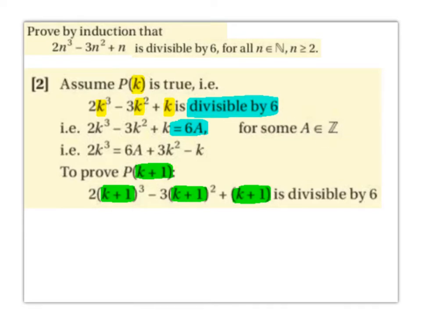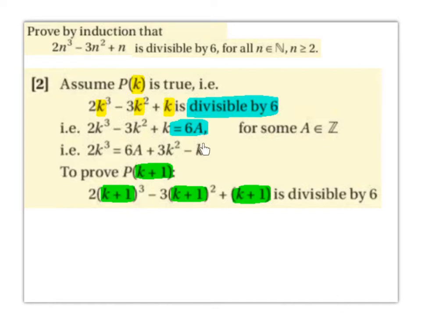So next what we want to do is get the 2k cubed on its own, since that's the highest power. So we have 2k cubed equals 6a. The 6a was still on the right, so we don't change the sign. Minus 3k squared comes over the equal sign, becomes plus 3k squared. Plus k comes over the equal sign, becomes minus k. So we have 2k cubed equals 6a plus 3k squared minus k.